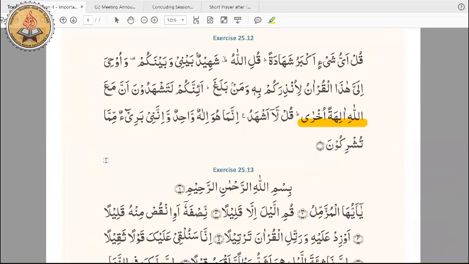Can you repeat after me? Bismillahir Rahmanir Rahim. Okay, good. قل لا أشهد. Okay, good. So that's a qalqala right there. Well done.